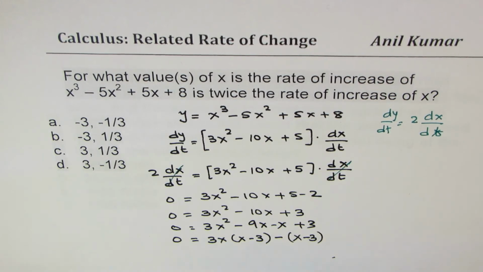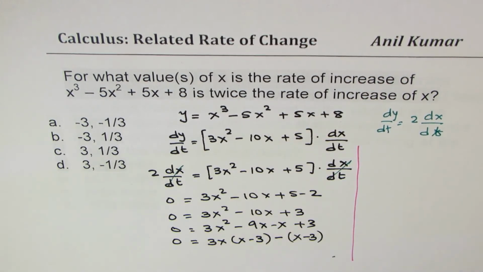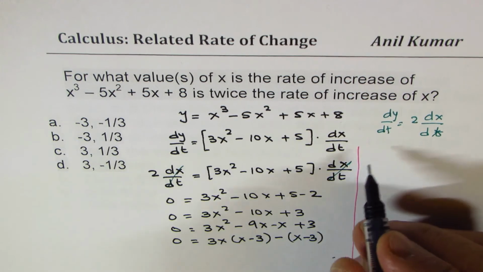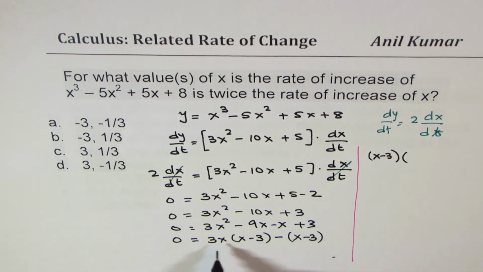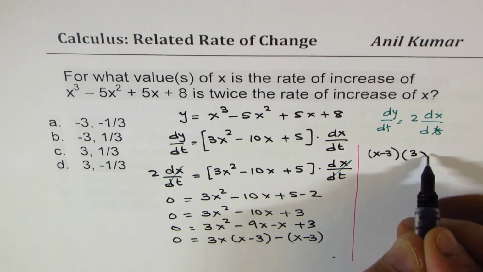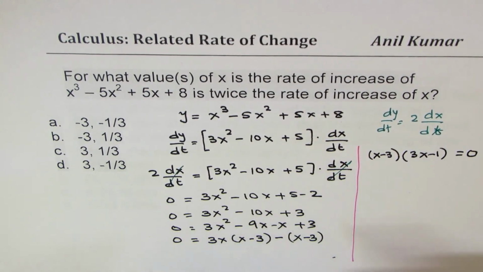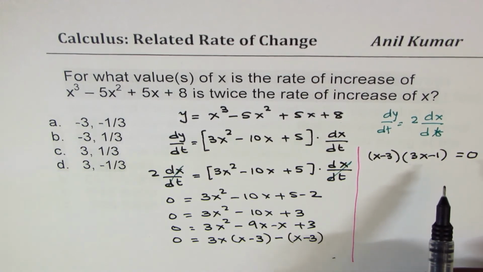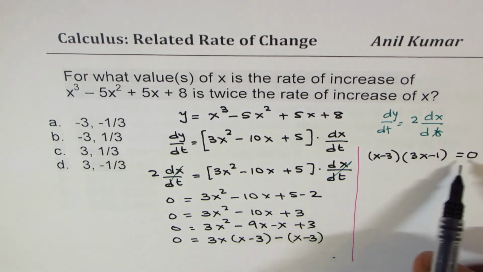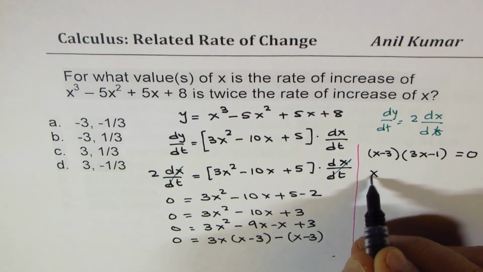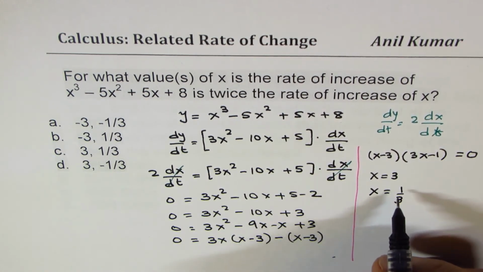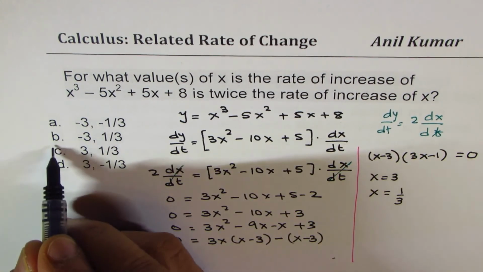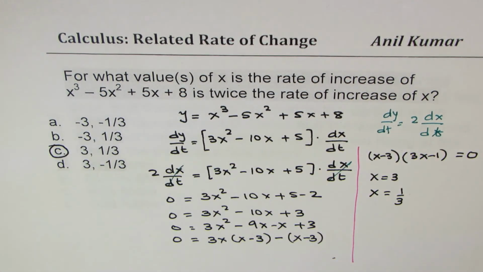So that gives you two factors, which are x minus 3. So take x minus 3 common. So you get 3x minus 1 equals 0. Now, we get two different values of x, which is x can be equal to 3 or x can be equal to 1 over 3. So there are two solutions, and option C is the right option, right? So that is how it can be solved.